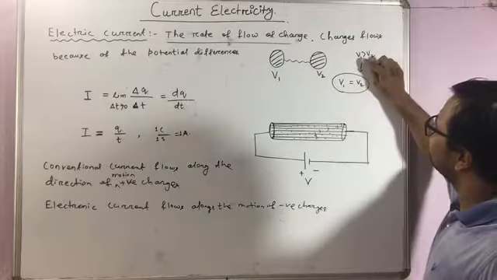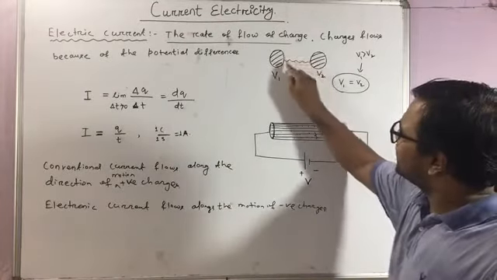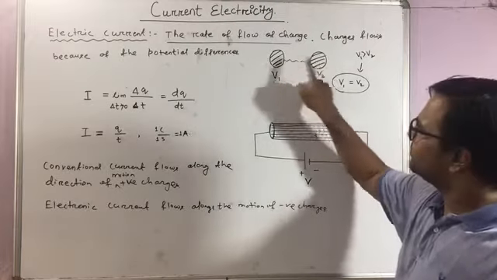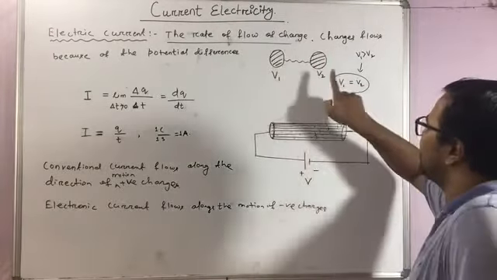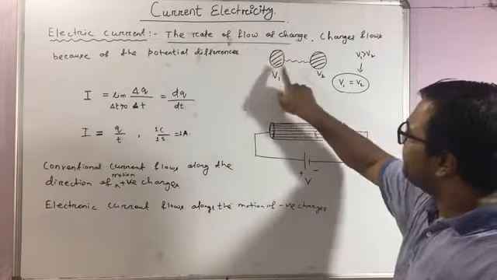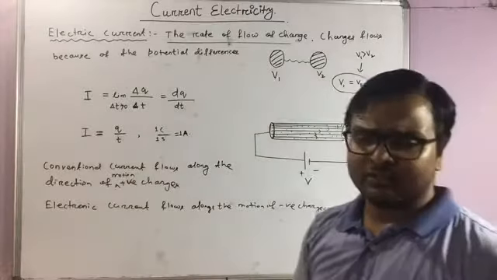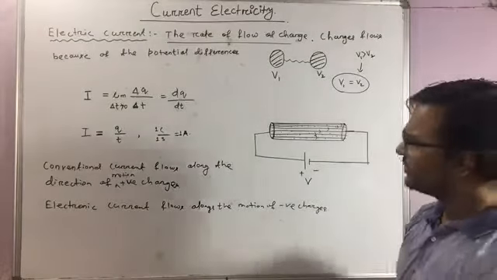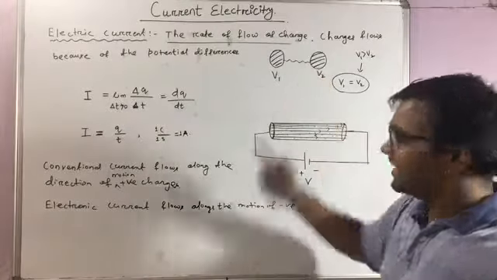Let's say that this V1 is greater than V2. So if you connect these two objects by a conductor, because of the potential difference, the charge will flow from higher potential to lower potential if they are given some positive charges. Try to understand this concept. There are two varieties of charges, positive charge and negative charge.